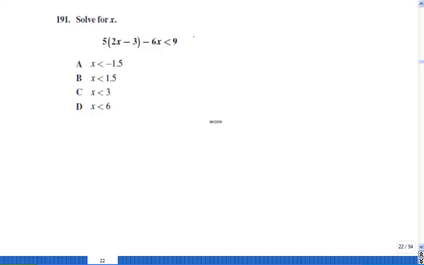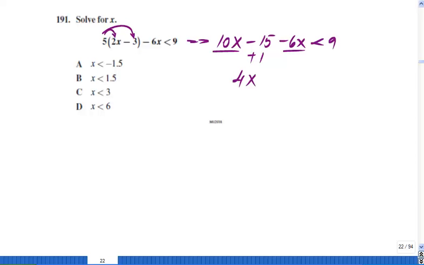Let's try another one. Solve for x. To solve for x, this is an inequality. So first of all, I have parentheses. Make sure you're multiplying that 5 to everything inside the parentheses. This way your equation becomes what? 10x minus 5 times 3 will be 15, minus 6x less than 9. Combine your like terms. 10x minus 6x is going to be 4x.